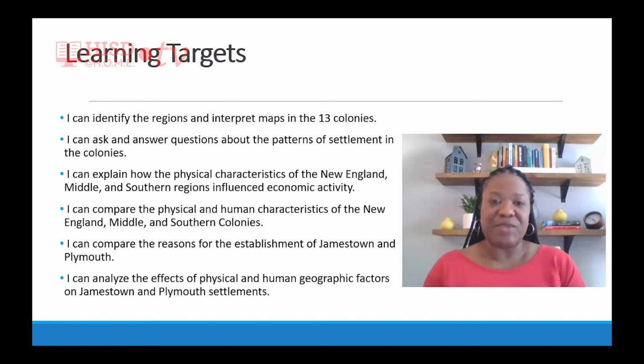Your learning targets today will be: I can identify the regions and interpret maps in the 13 colonies. I can ask and answer questions about patterns of settlement in the colonies. I can explain how the physical characteristics of New England, Middle, and Southern regions influence economic activity. I can compare the physical and human characteristics of the New England, Middle, and Southern colonies. I can compare the reasons for the establishment of Jamestown and Plymouth, and I can analyze the effects of physical and human geographic factors on Jamestown and Plymouth settlements.